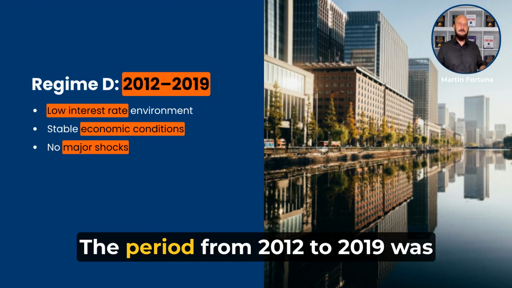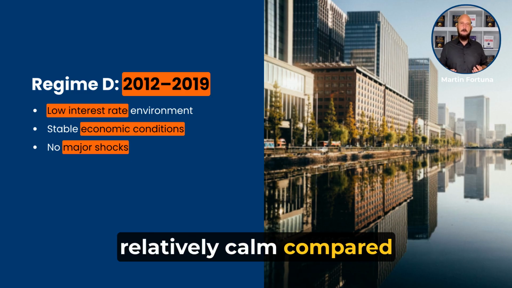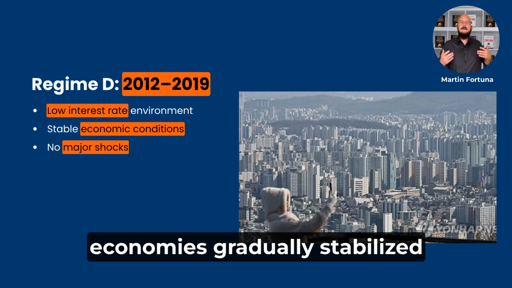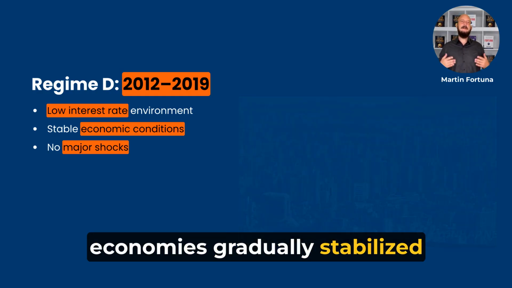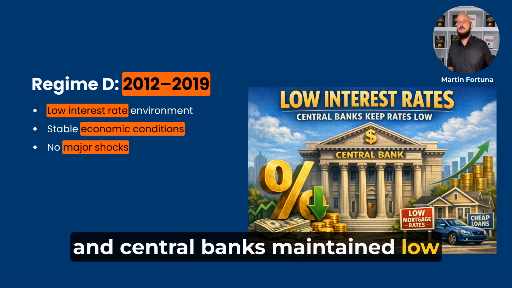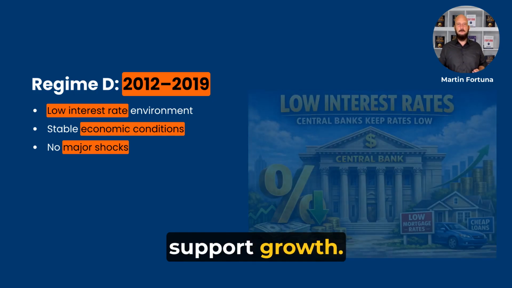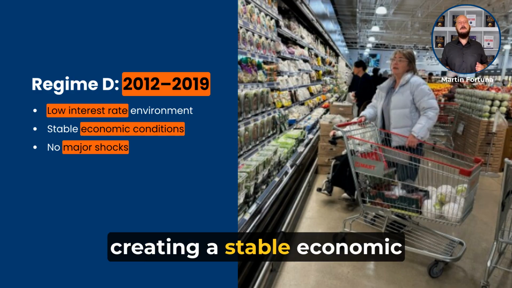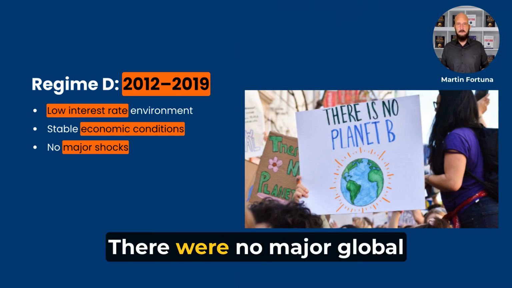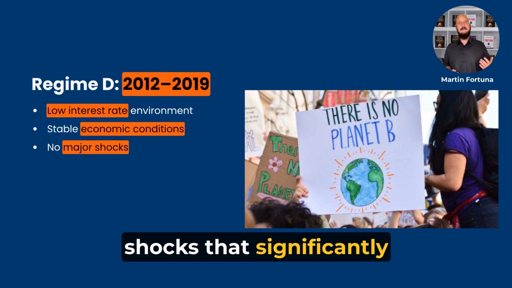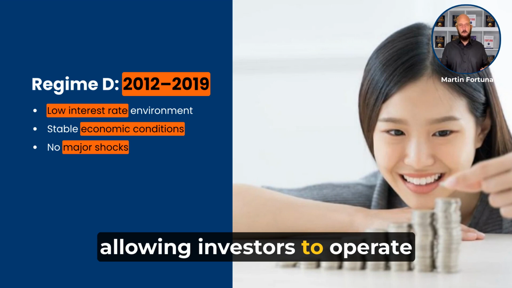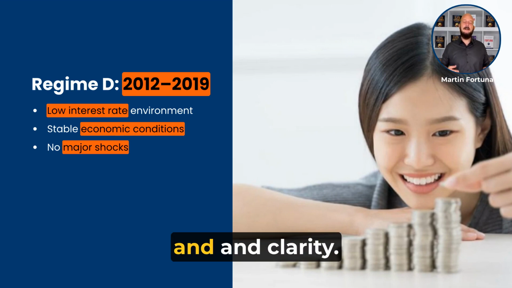Regime D, 2012-2019. The period from 2012 to 2019 was relatively calm compared to previous decades. After the global financial crisis, economies gradually stabilized, and central banks maintained low interest rates to support growth. Inflation remained low and predictable, creating a stable economic environment. There were no major global shocks that significantly disrupted financial markets, allowing investors to operate with more confidence and clarity.